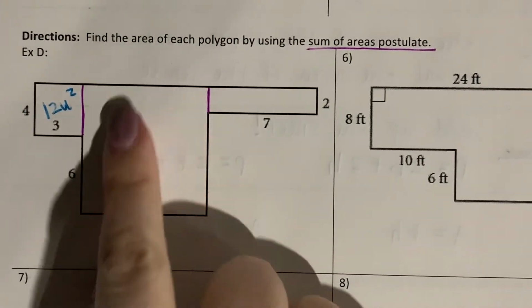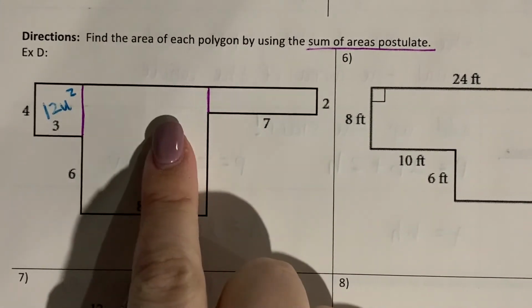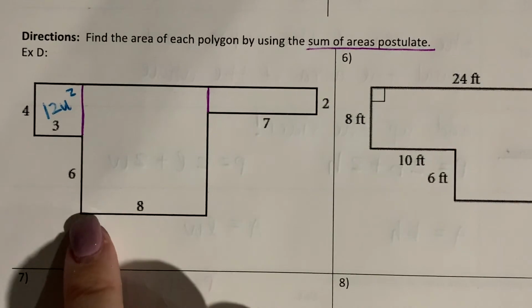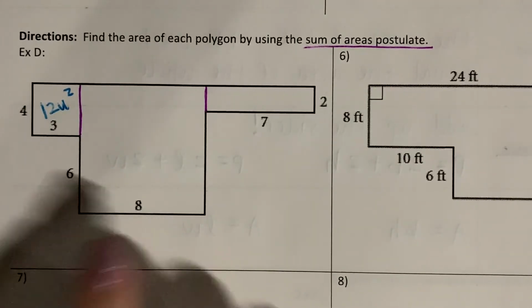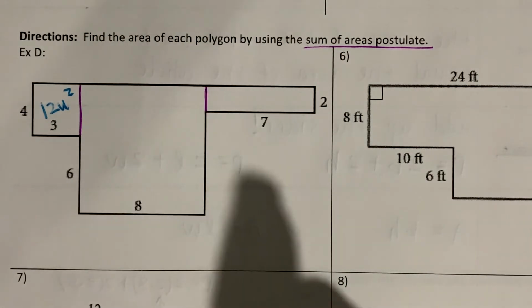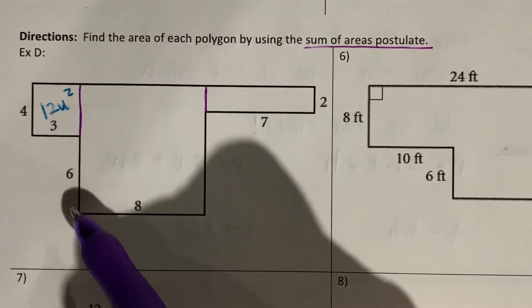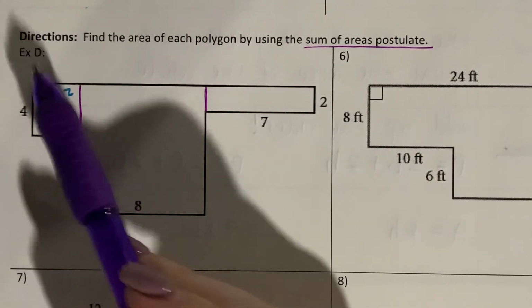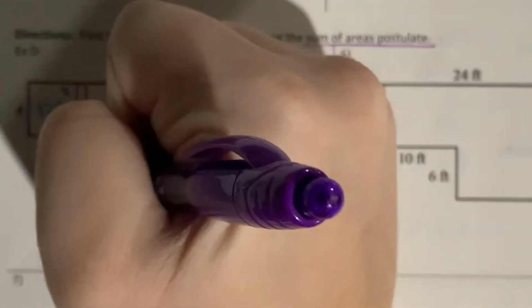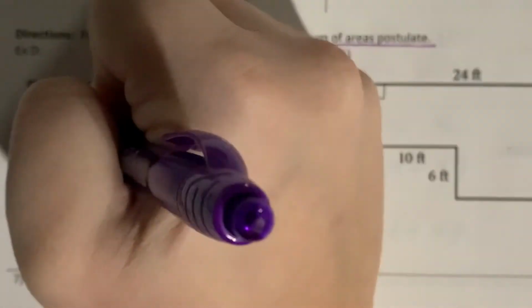If I come to this big rectangle here in the middle, I see that I have my base as 8, but I don't know what my height is. So I need to note my height. And looking here along the left edge, I see that from here to here is 6, and from here to here is 4. So that must mean that the whole way across here would be 6 plus 4, or 10.